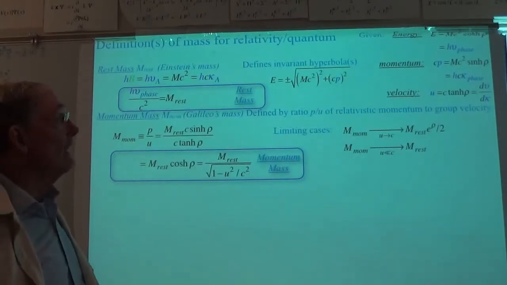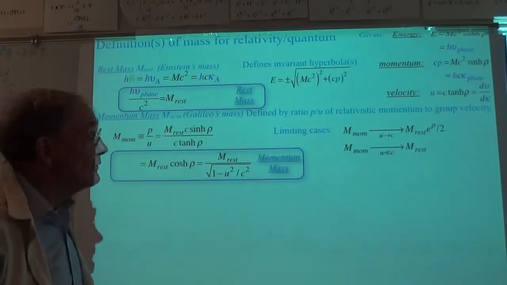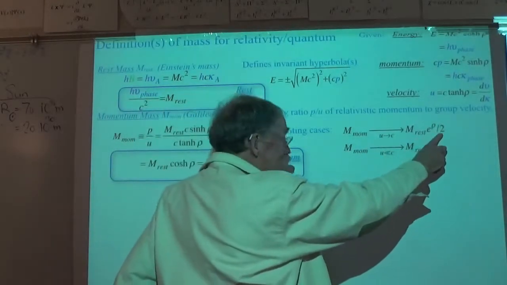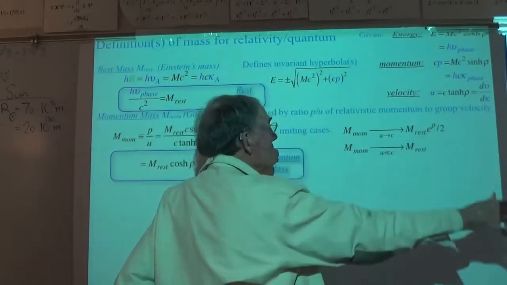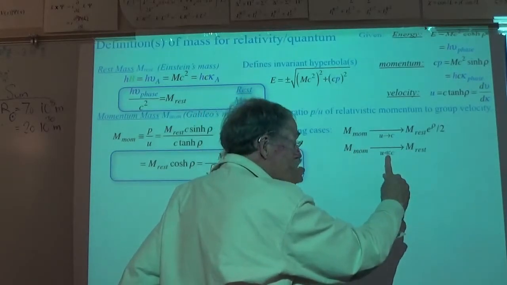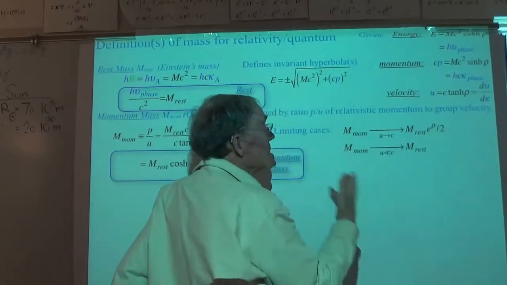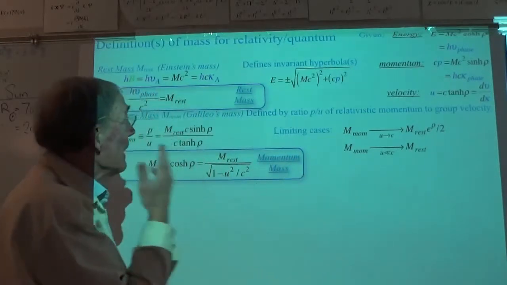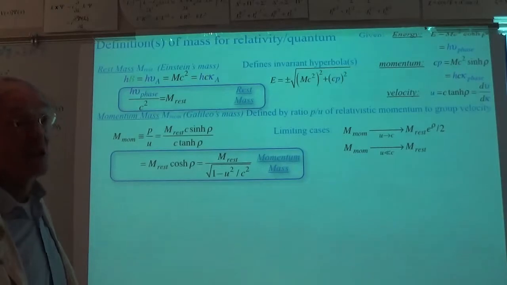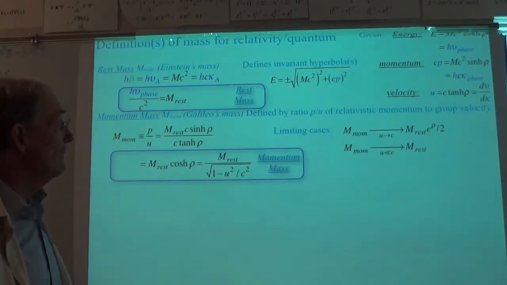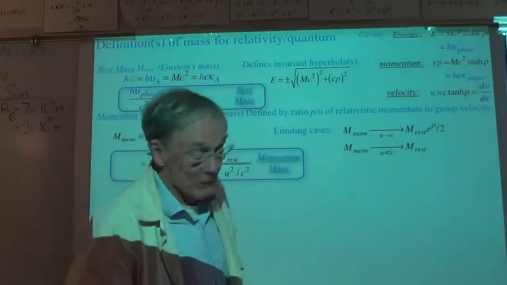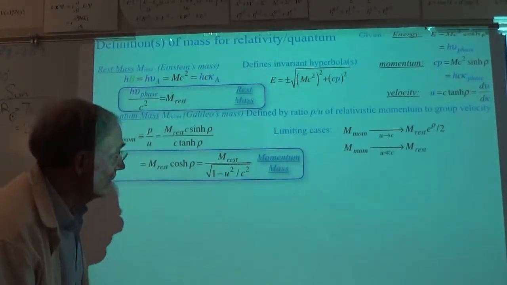And as you go to high speeds, this one becomes exponential, so it just disappears. This one, as you go to low speeds, is the original rest mass. So rest mass and momentum mass, at least at low speeds, are the same. And Newton would be happy to hear that. And he would be very sad or angry to see it exponentiating like that.